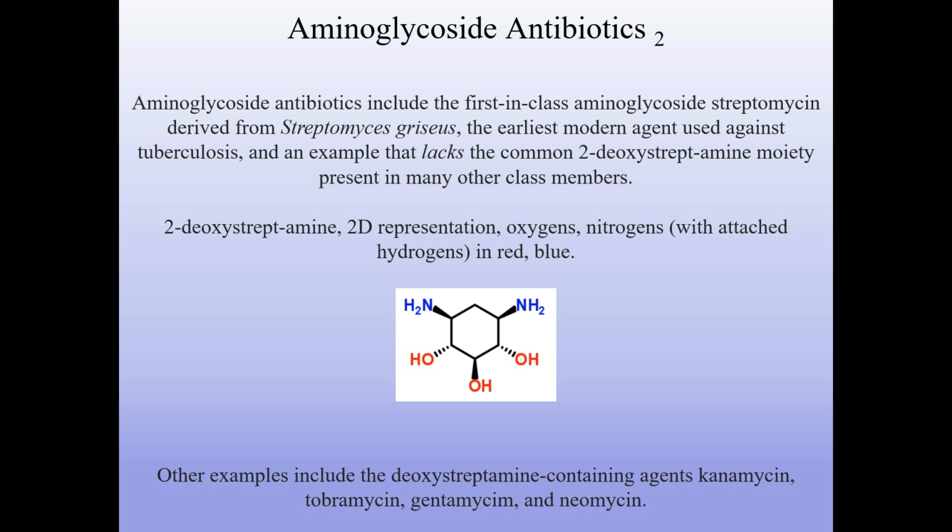Aminoglycoside antibiotics include the first-in-class aminoglycoside streptomycin derived from Streptomyces griseus, the earliest modern agent used against tuberculosis, and an example that lacks the common 2-deoxystreptamine moiety present in many other class members. 2-deoxystreptamine, 2D representation, oxygens, nitrogens with attached hydrogens in red and blue. Other examples include the deoxystreptamine-containing agents kanamycin, tobramycin, gentamicin, and neomycin.